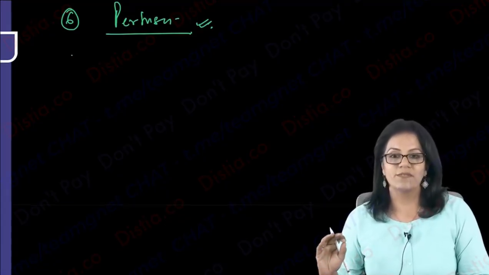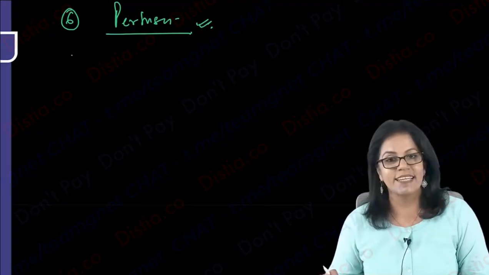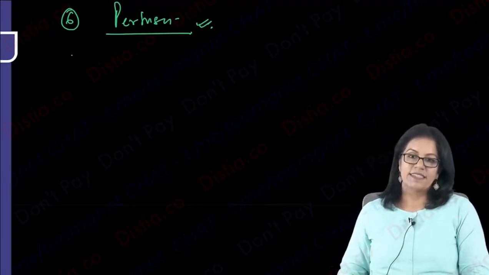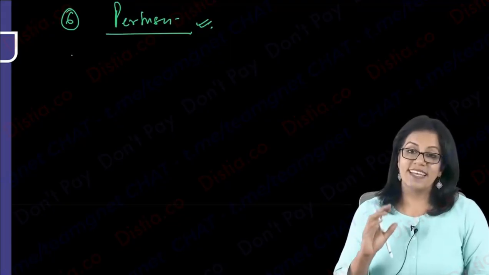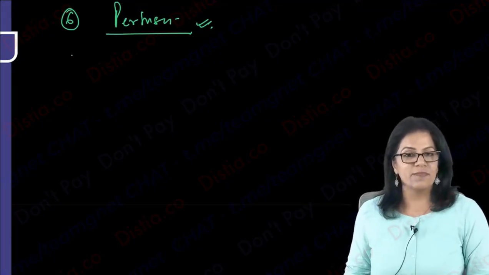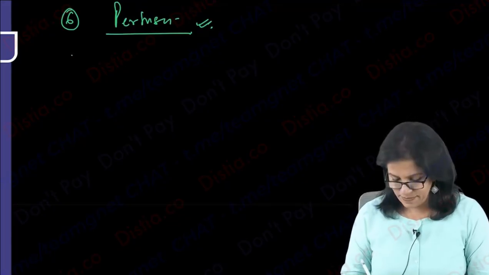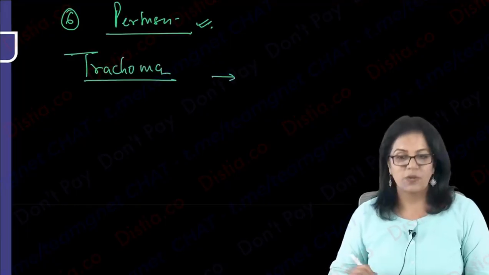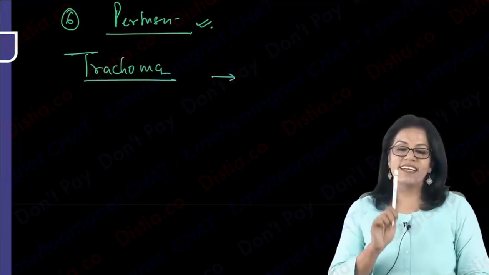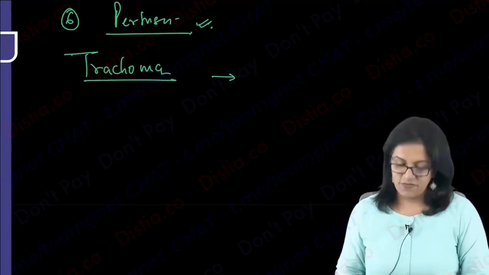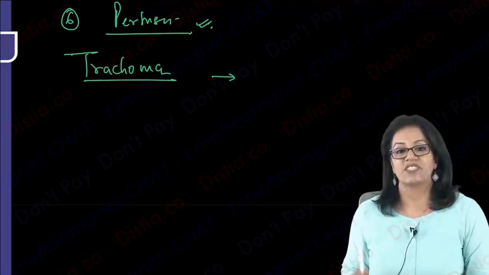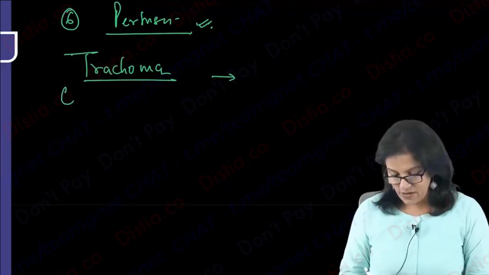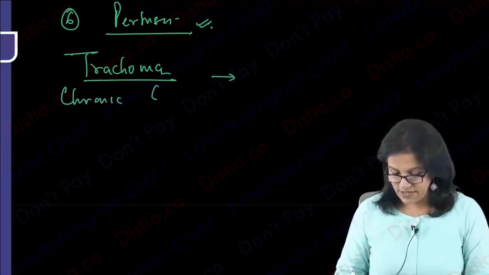I just showed you the slide of subconjunctival hemorrhage, right? Okay. So these are the different types. What is the next type of conjunctivitis that we have to learn? Please give the heading, trachoma. We'll talk about trachoma. Okay. It's a chronic conjunctivitis for children or adult? Children. Okay. So it's a chronic conjunctivitis in children.